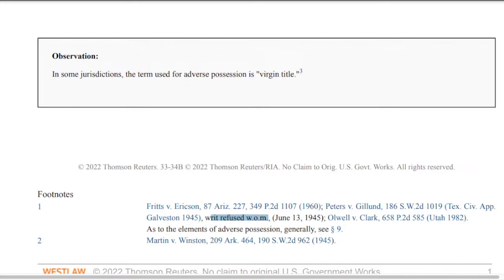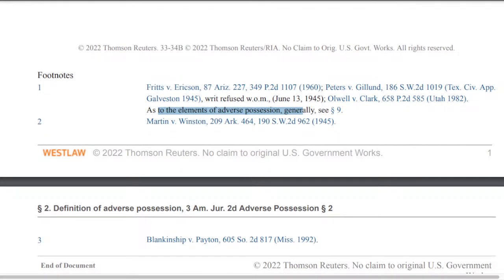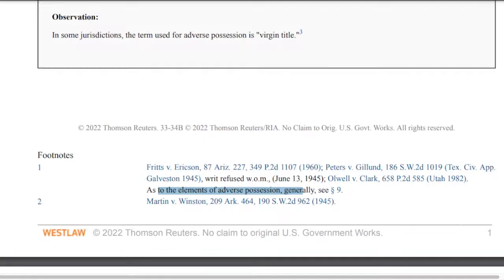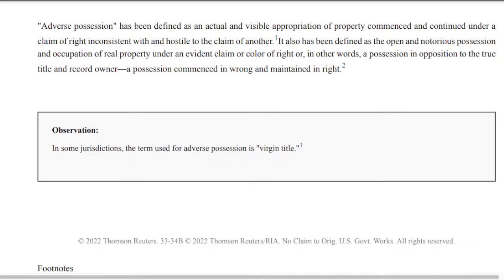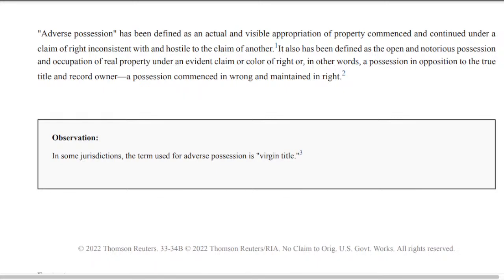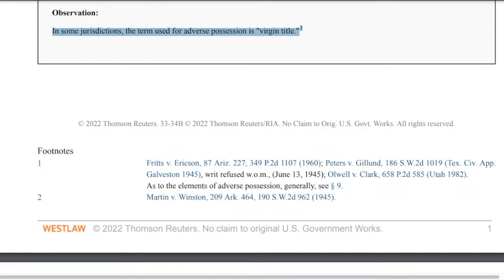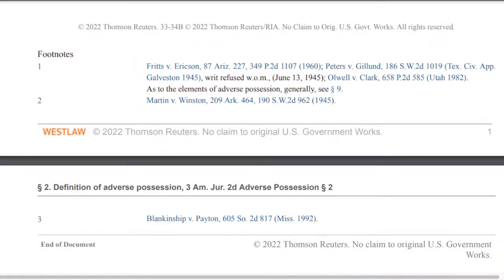And we have another one, Utah, 1982, as the elements of adverse possession, generally, section 9. We'll get to that soon. So number 3 was Blankenship versus Peyton in Mississippi, 1992. So that's in that jurisdiction. I guess they call that a virgin title. And that was what jurisdiction? Mississippi. Okay. Let's move along.